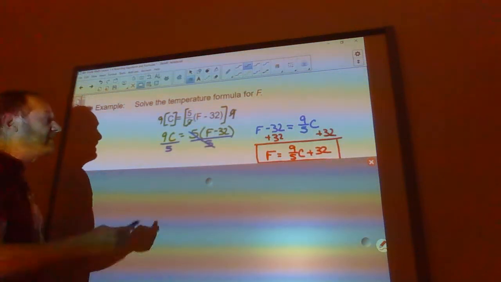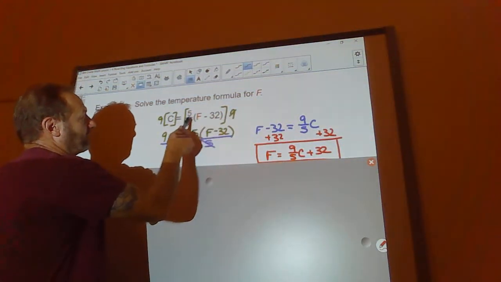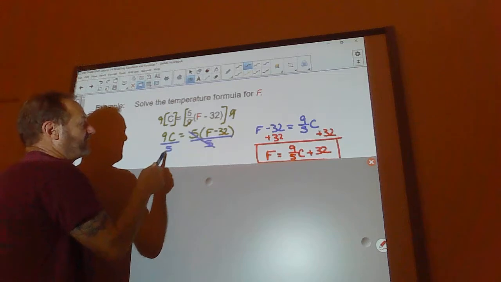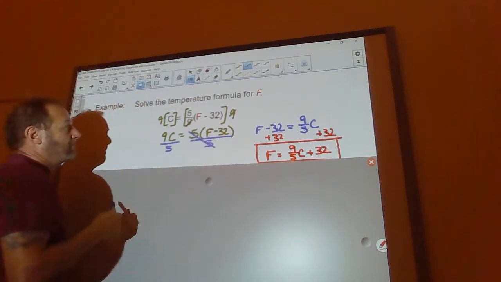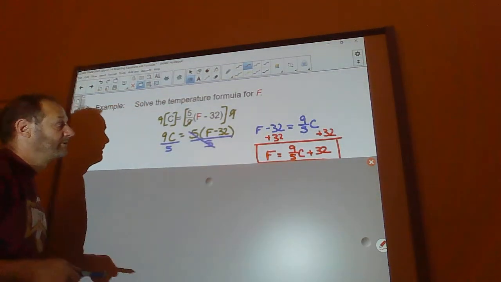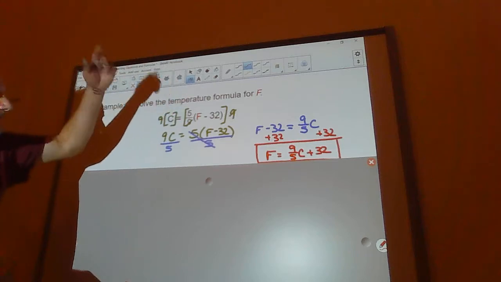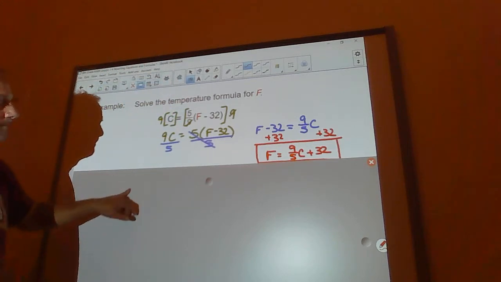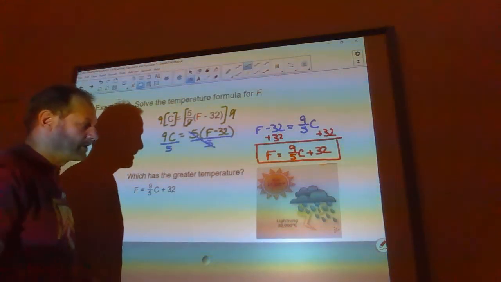I can do this in one step or two steps if I wanted to. Instead of multiplying by 9 and then dividing by 5, I can just do it at the same time by multiplying by 9/5. Just take this fraction, flip it upside down, and multiply it. Okay.